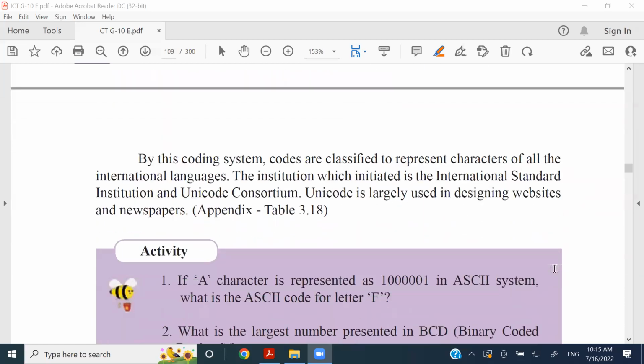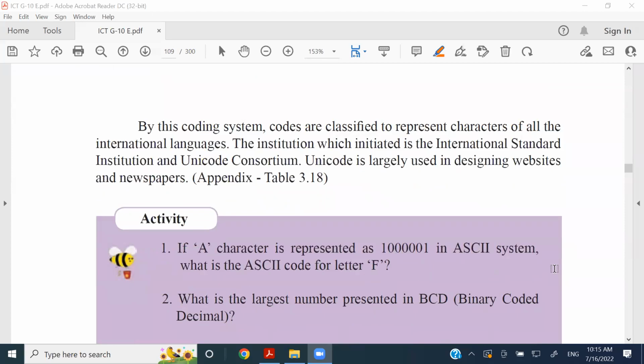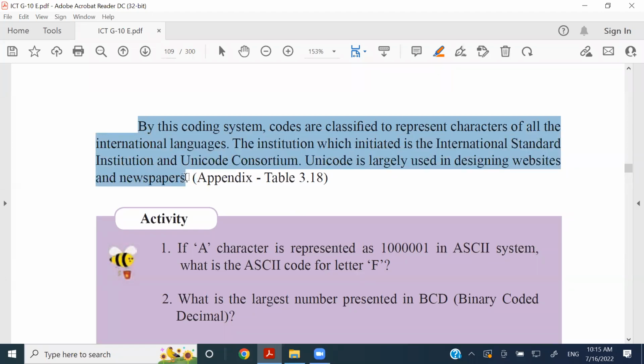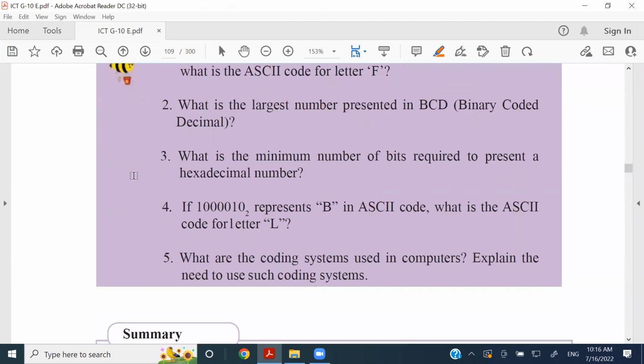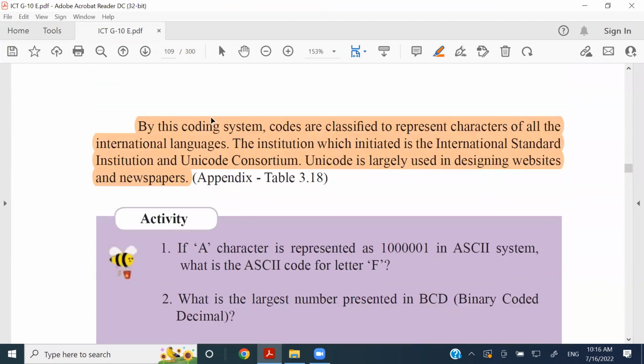Now this particular point is important because it says who is managing the Unicode system. It is the institution called International Standard Institution and Unicode Consortium. So you better write it as the very last point of your note, which will mark the end of this lesson. Write this down, then we'll go for some questions.